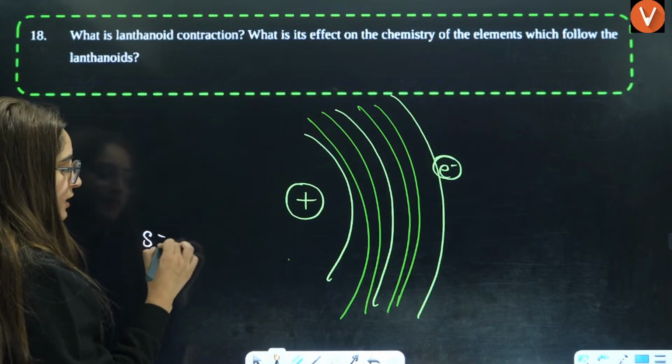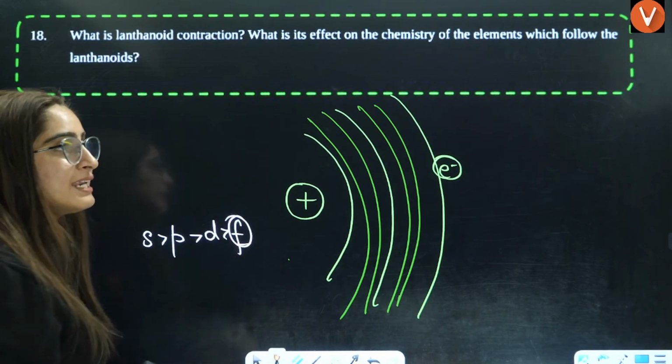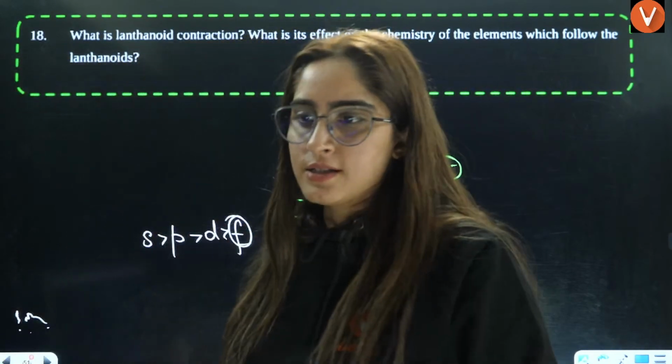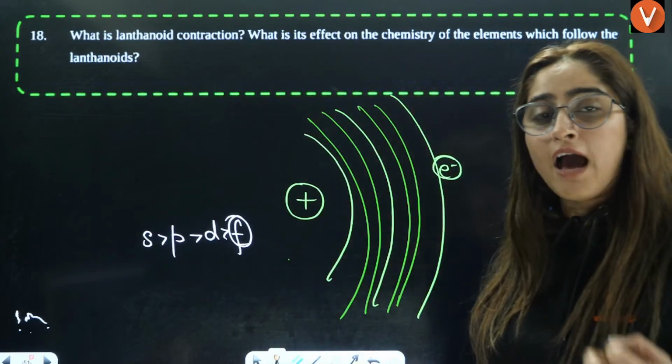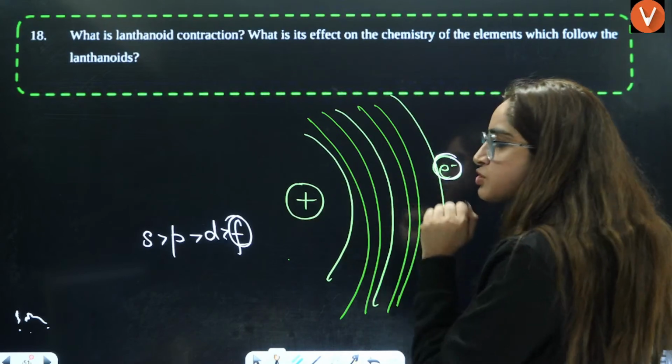Shielding effect of s is greater than p, then you have d, then you have f. In lanthanoids, you have f orbitals, right? So f orbitals do not have a good shielding effect, so they will not be able to protect the outermost electron from this nucleus.